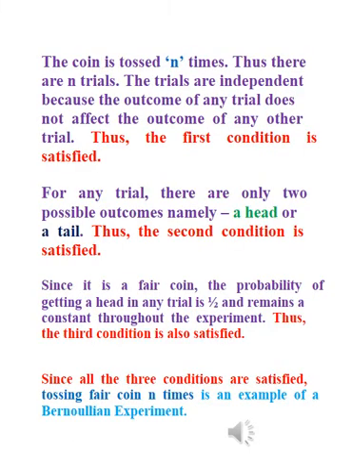The coin is tossed n times. Thus there are n trials. The trials are independent because the outcome of any trial does not affect the outcome of any other trial. Thus, the first condition is satisfied. For any trial, there are only two possible outcomes, namely, a head or a tail. Thus, the second condition is satisfied. Since it is a fair coin, the probability of getting a head in any trial is 1/2 and remains a constant throughout the experiment. Thus, the third condition is also satisfied. Since all the three conditions are satisfied, tossing a fair coin n times is an example of a Bernoullian experiment.